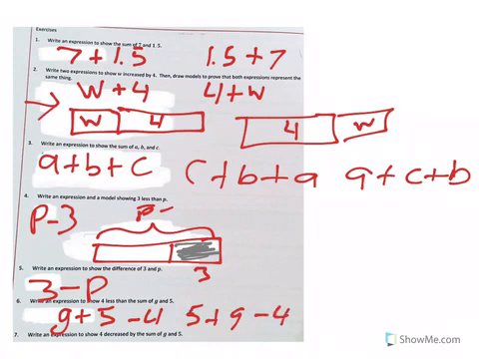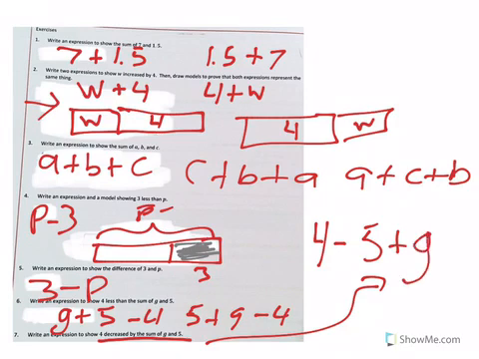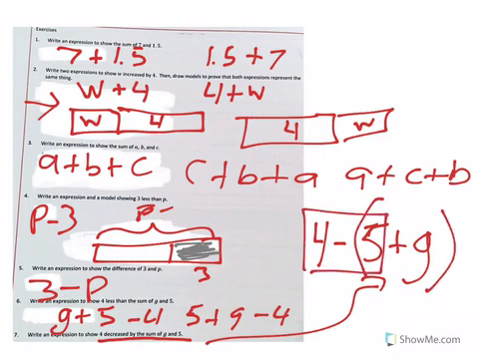Number 7, write an expression to show 4 decreased by the sum of G and 5. I'm going to write that over here. Now that's different because you're having 4 and then you're decreasing it by that other number. So you're starting with 4. So I'm going to say 4 minus (5 plus G), or G plus 5, it doesn't matter. But key thing here is, again, you have to add your parentheses because you don't want to do 4 minus 5 first. You want to get the sum and then take that away from 4.